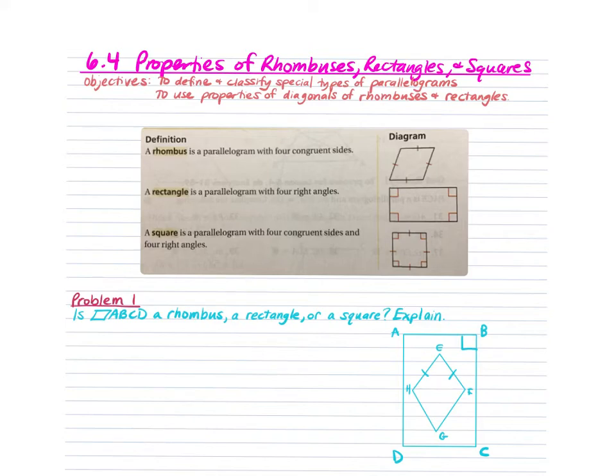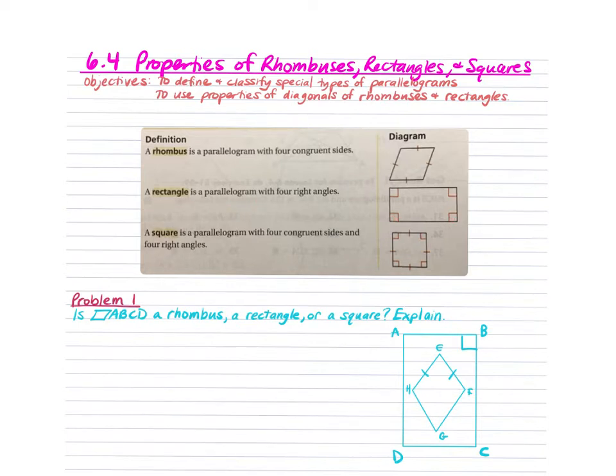Okay, this is the video lesson for Geometry 6.4, Properties of Rhombuses, Rectangles, and Squares. So here we're going to talk about, these are special parallelograms, right? So a rhombus is a parallelogram that has all four sides congruent. A rectangle is a parallelogram with four right angles.